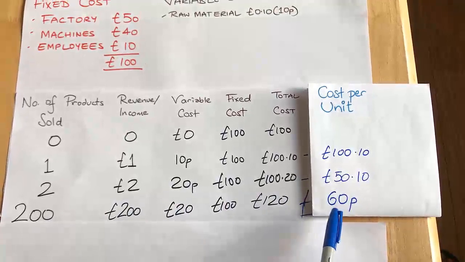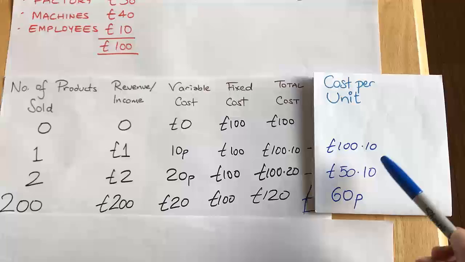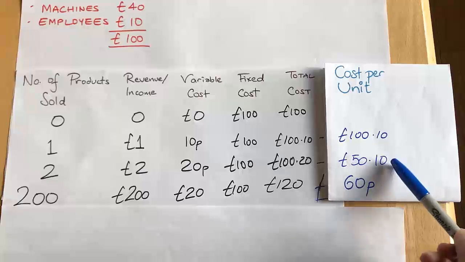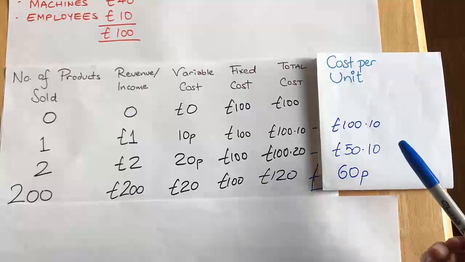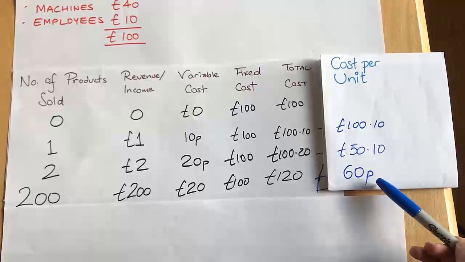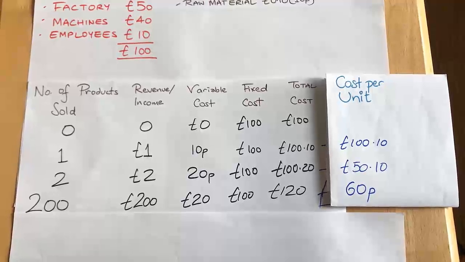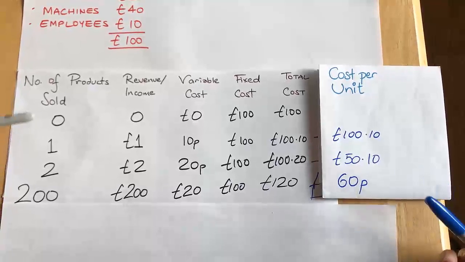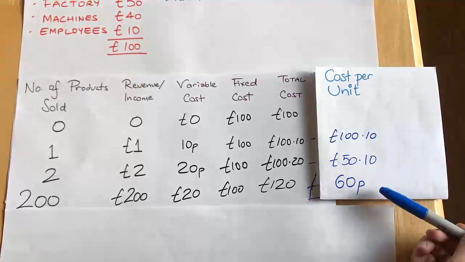Our cost has come down to 60 pence. So as we make more and more units, we go from making 1 unit to 2 units. Our cost per unit has halved. As we go from making 2 units to 200 units, we've gone from the piece of Lego costing us £50, 10 pence, to it only costing us 60 pence. This essentially is economies of scale, because as we make more and more units, our cost per unit comes down. As we make more and more products, the cost of making each product comes down.